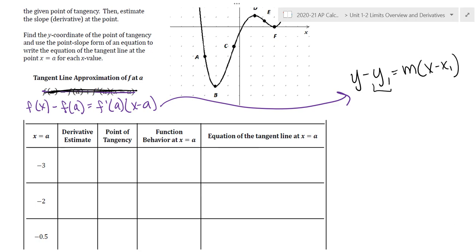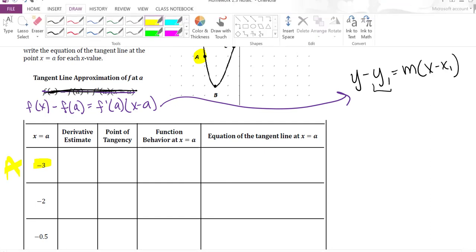So we are going to get 2 examples done, and then we will work on the rest of this in class. So let's get this done. Where a is -3, so we're all looking at -3. Let's go over here. -3 is going to be happening right here. So we're looking at point A. So this is going to be at point A. Now let's get this filled out.